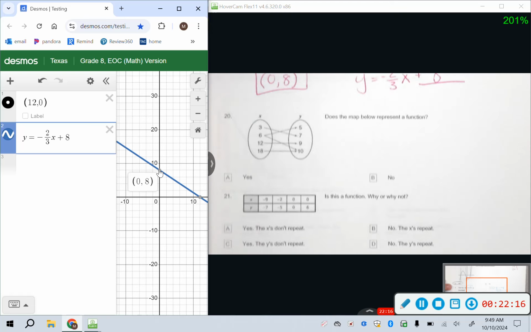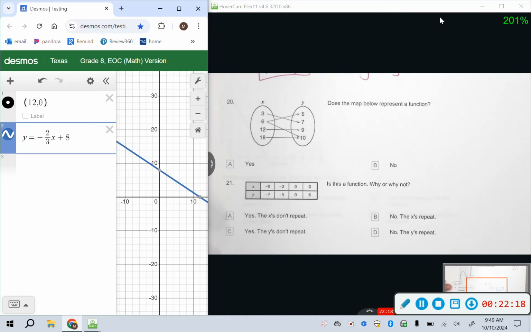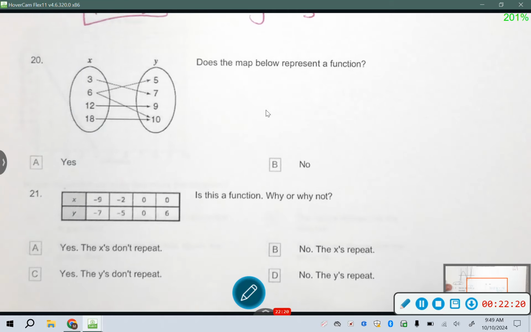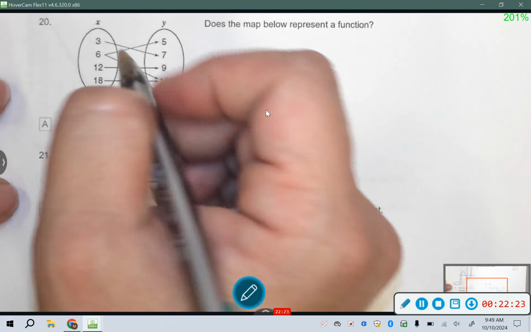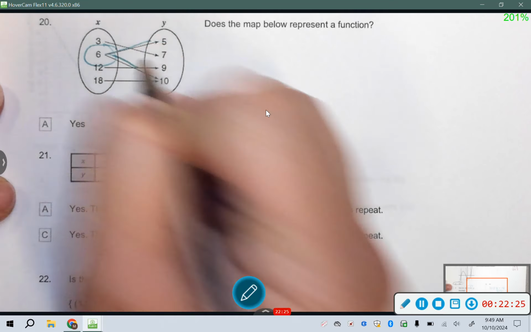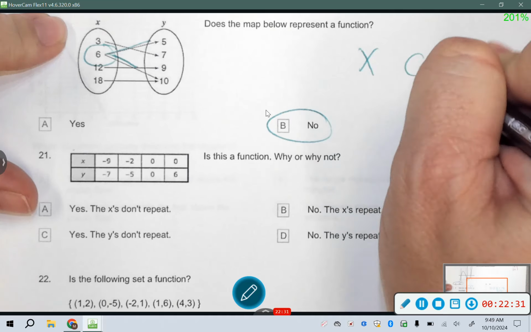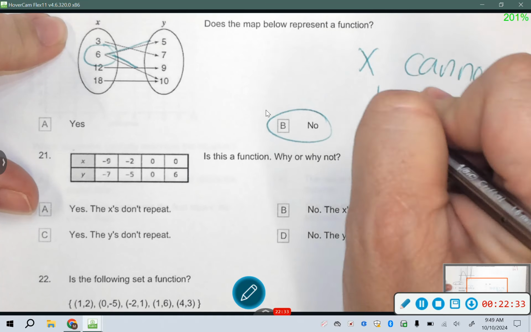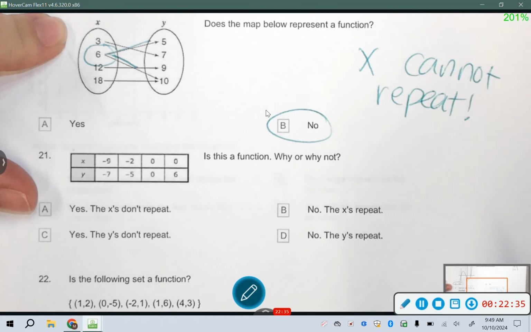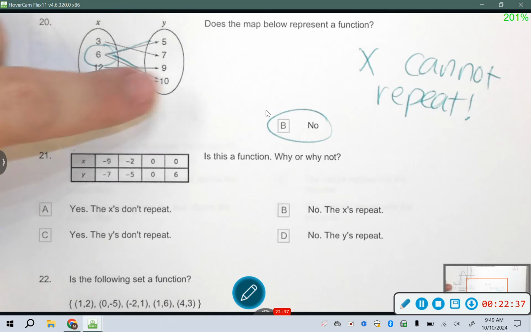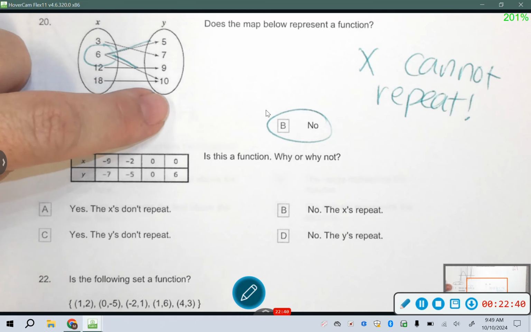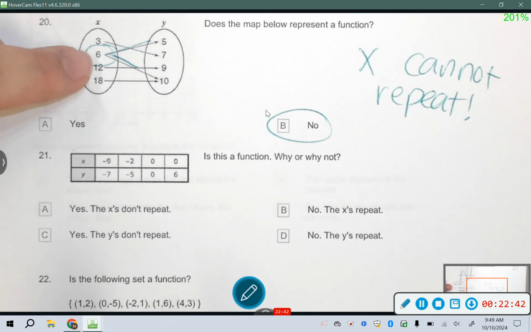Okay, look at number 20. These are all function questions. Does this map below represent a function? The answer is no, because 6 has 2 arrows. That means 6 repeats, and remember, x is not allowed to repeat. So x cannot have 2 arrows. Y can have a bunch of arrows. See how 10 has 2 arrows? That's fine. X can only have 1 arrow.